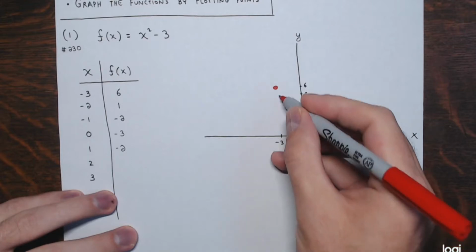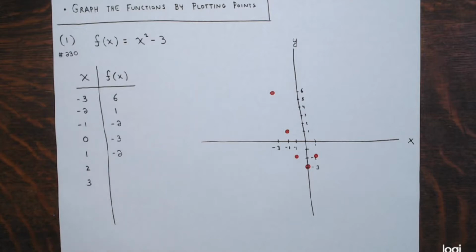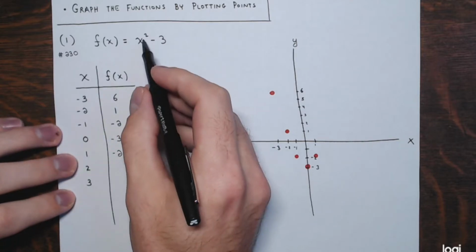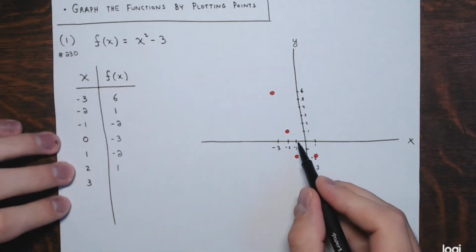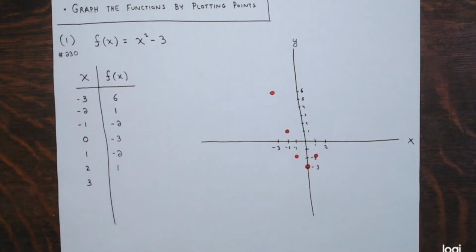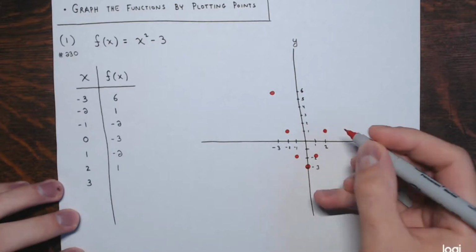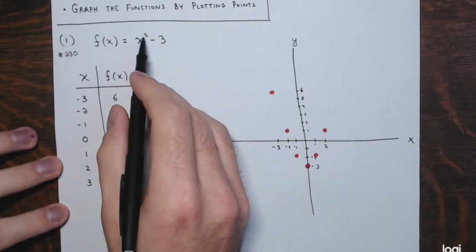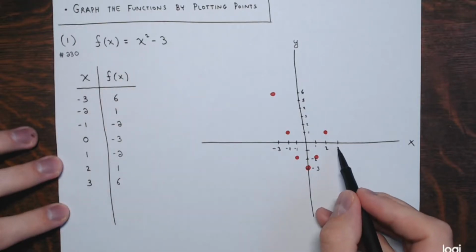So it's actually going to make what's called a parabola. You may have heard that word before. Input 2, right? 2 squared is 4, 4 minus 3 is 1. Right? So input 2, output +1. So 2, 1, there's that point. And then input 3, 3 squared is 9, 9 minus 3 is 6, right? So input 3, output 6.